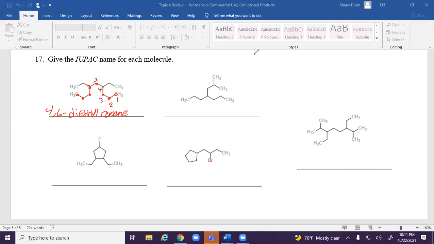Right here. 1, 2, 3, 4, 5, 6, 7. Doesn't matter which way you go. You can either count it this way, or if you wanted to, you could count 1, 2, 3, 4, 5, 6, 7. Doesn't really matter, same thing, either red or green. But you want to make this guy smaller, so you'd have 2-methyl, 1, 2, 3, 4. Purple, yep. Technically it's 1, 2, 3, so 4 purple, heptane. Yep.